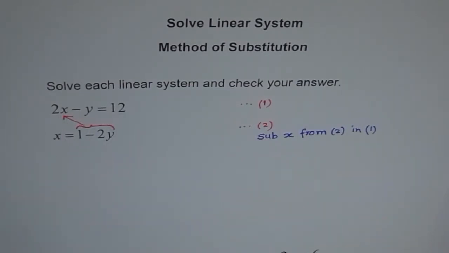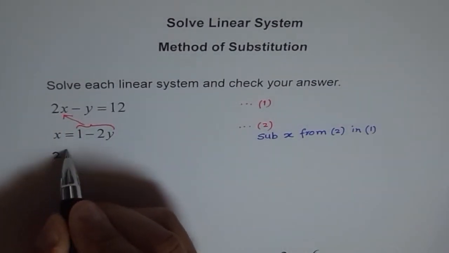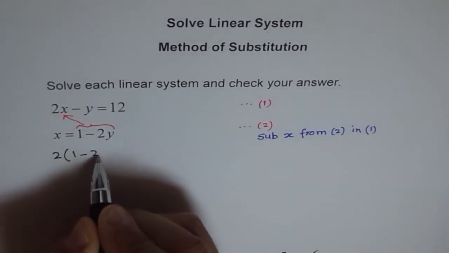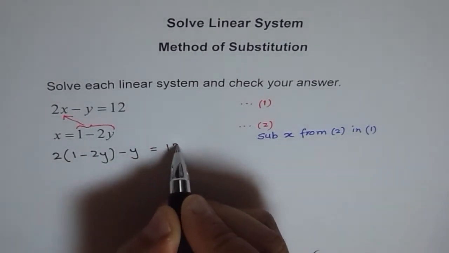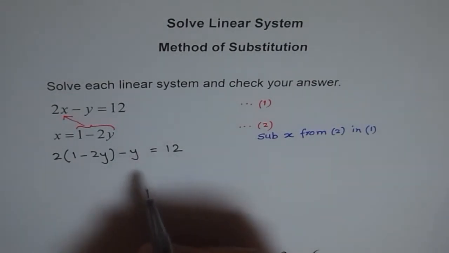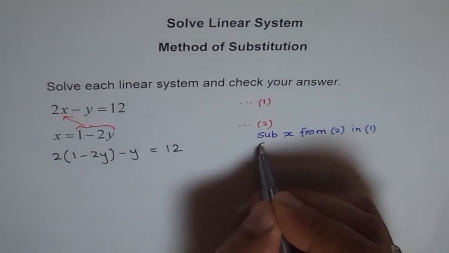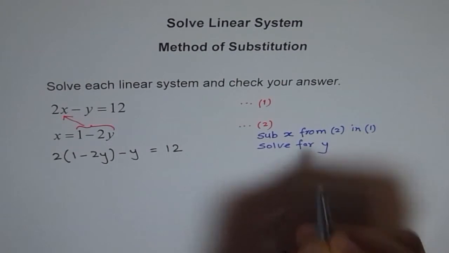Okay. So if we do this, then what do we get? We get 2 times (1 minus 2y) minus y equals 12. This is what we get. So by doing that, we got our equation in a single variable. Now we can solve for y. Is it okay? Solve for y.